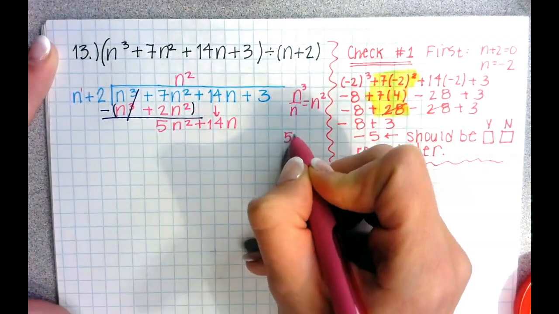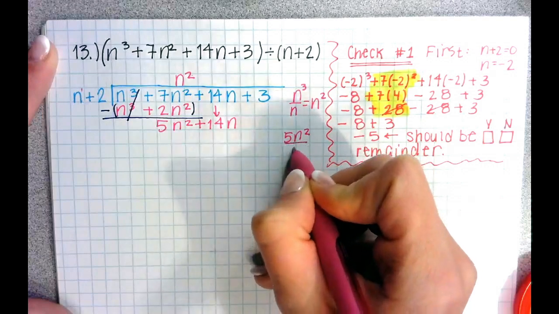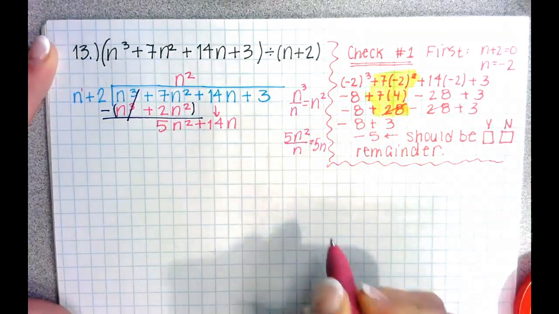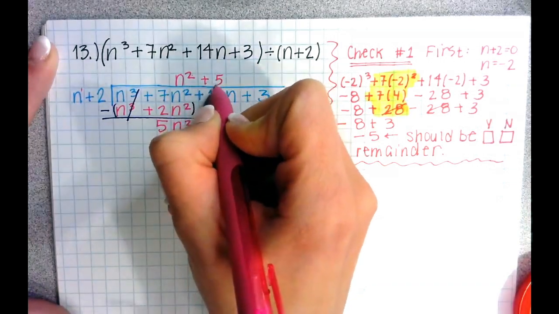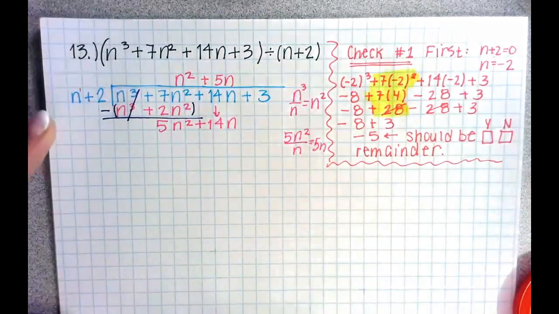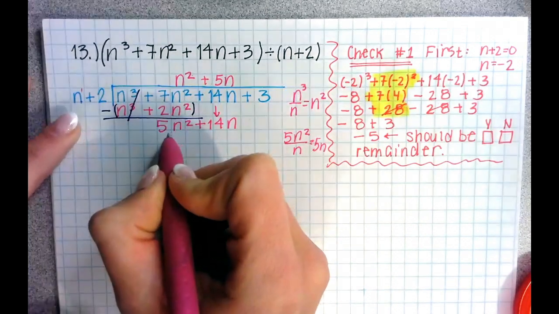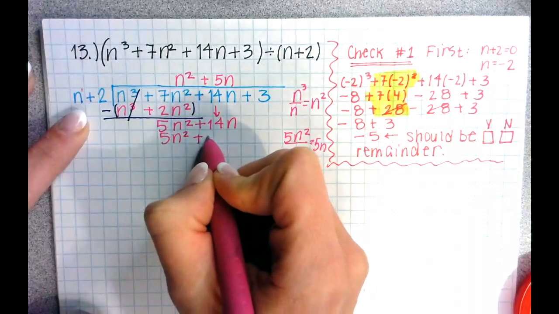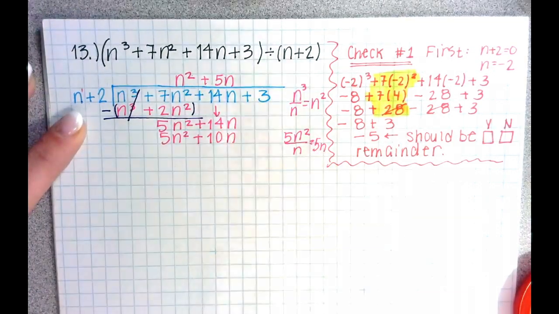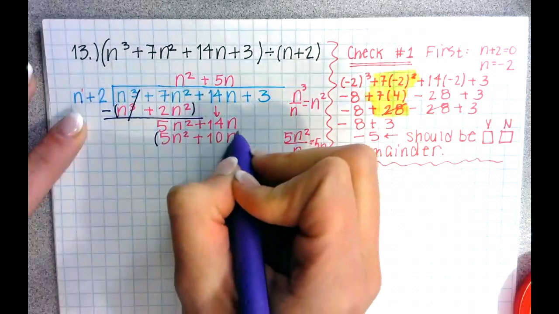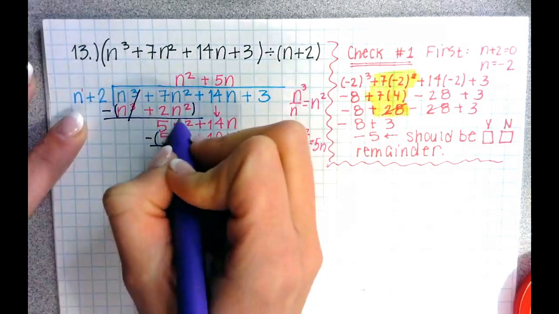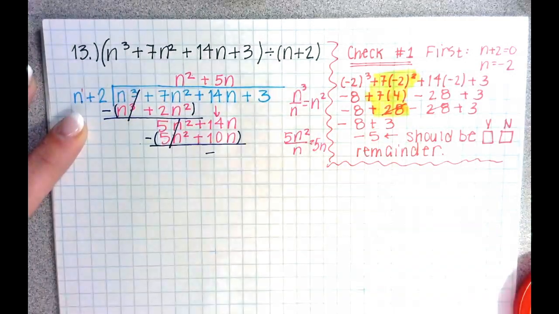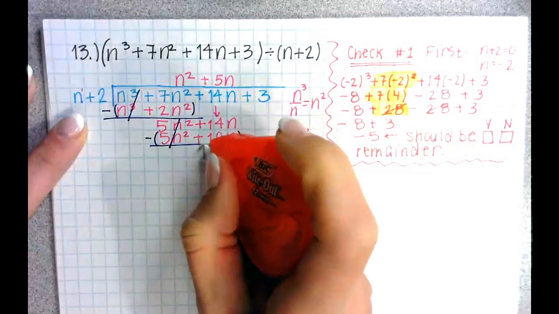Now, 5n squared divided by n. Well, that is going to give me 5n going to go up there, plus 5n. 5n times n plus 2. That's going to give us 5n squared plus 10n. Parentheses, minus sign, underline, cancel. 14 minus 10 is 4.